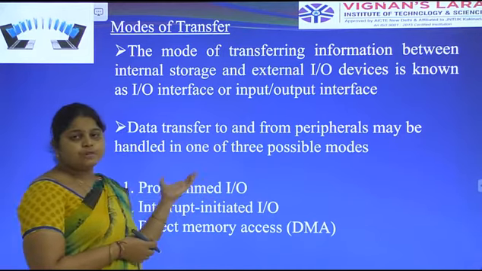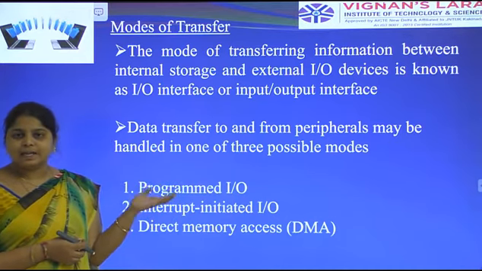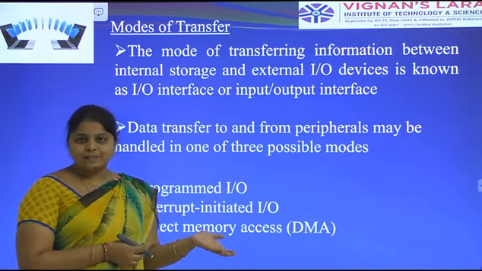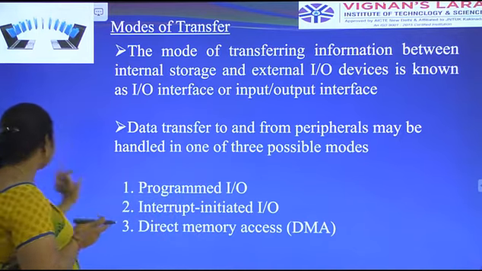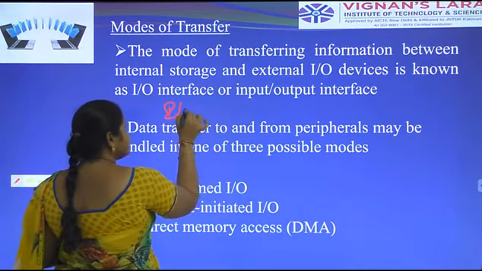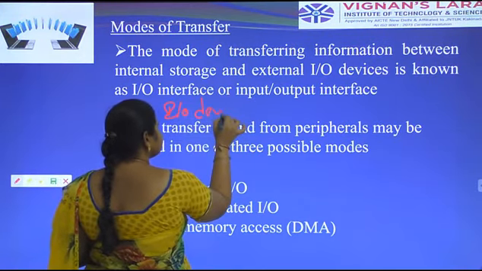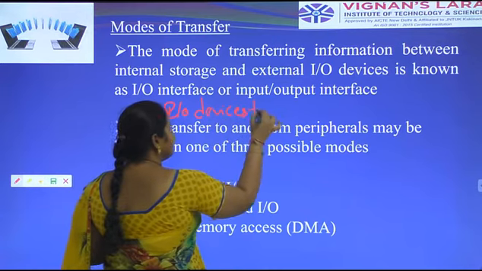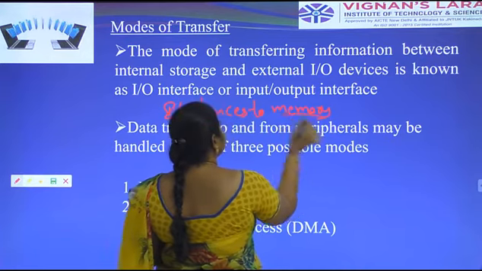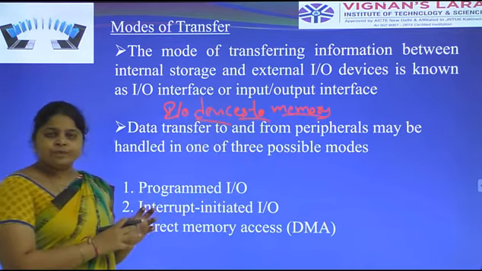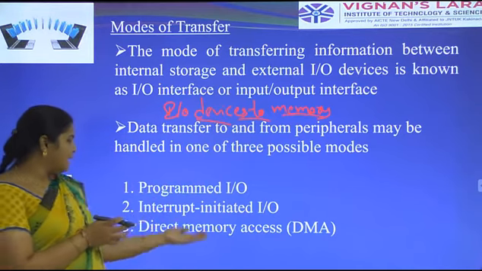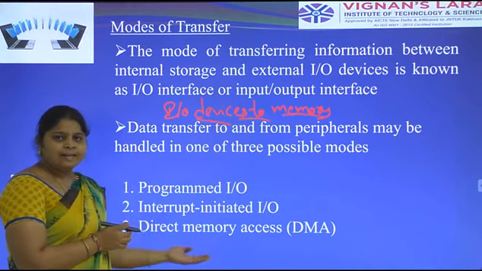Here, the modes of transfer means we have to transfer the data from the IO devices to the memory. IO devices means input and output devices. The data that can be transferred from input and output devices to the memory consists of mainly three types of data transfers.